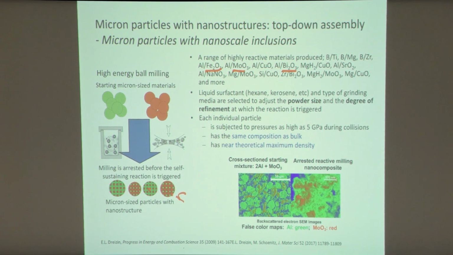And you can use a liquid surfactant such as hexane or kerosene, and a type of grinding media is selected to adjust the powder size. So what happens if I put a liquid hexane in as I start to grind the material? The hexane actually attaches to the surface and prevents it from growing further and further. So I can actually control the size of the material by having it internally passivate during the ball milling process.